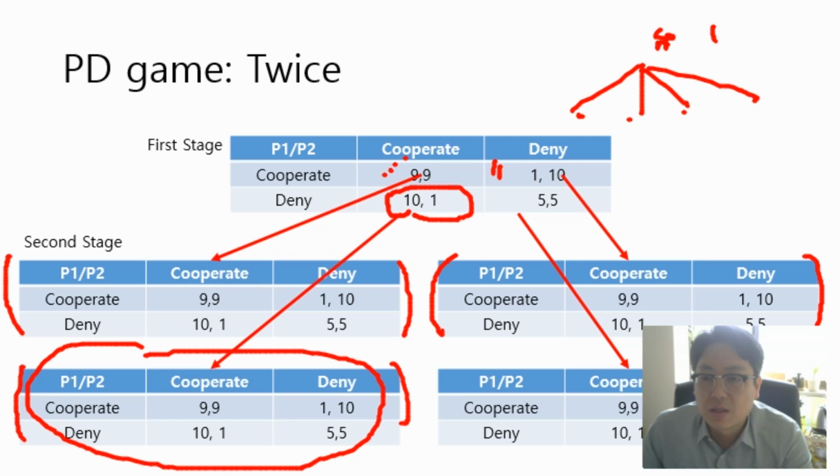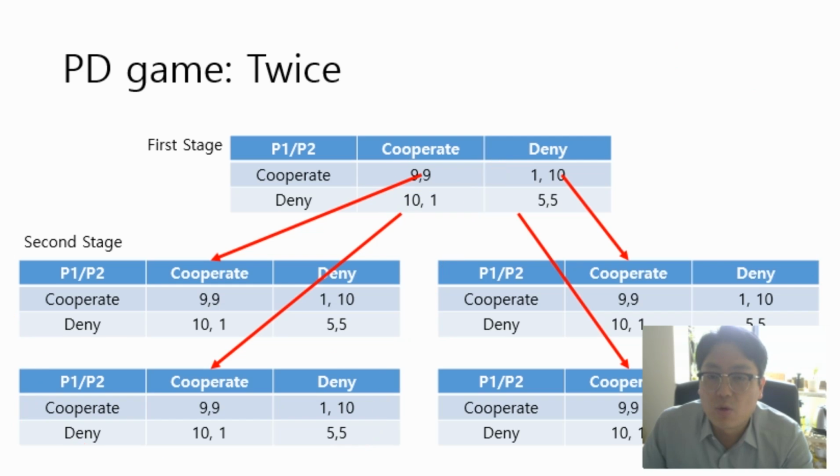It's not just that there are 2 sequential stages, where only one stage is realized. If we think about each history, it depends on what happened in the first stage. So the game tree will look like this. Here is the first stage, and in the second stage there are 4 contingencies depending on what outcome is realized in the first stage. Okay?